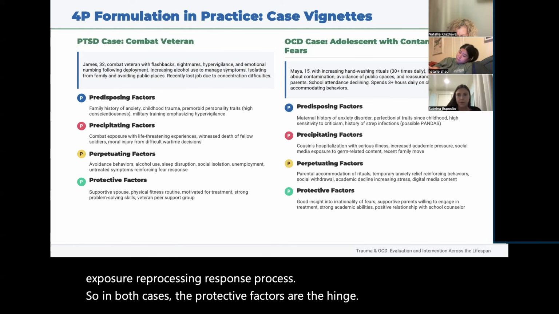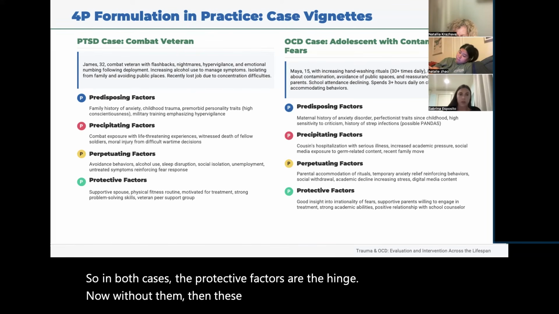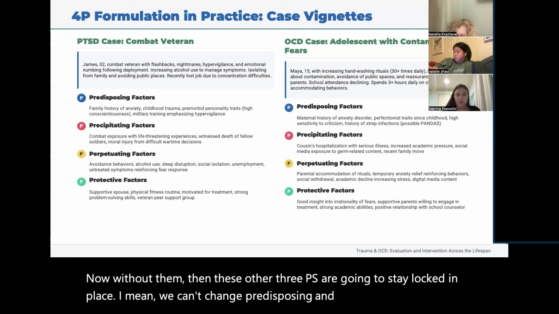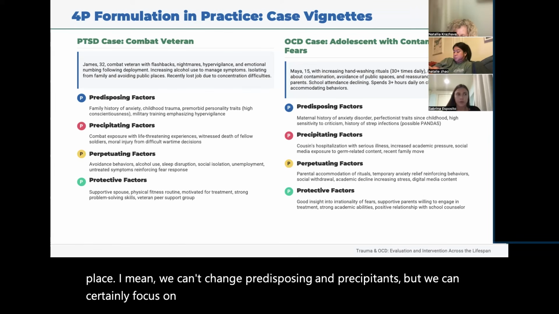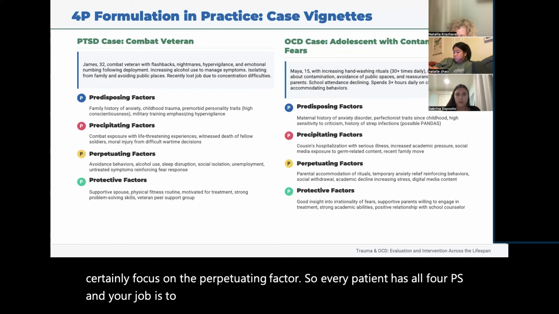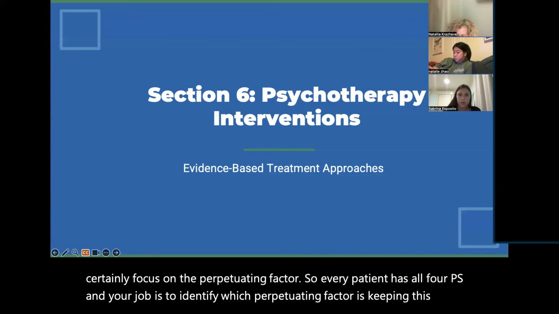Without them, the other 3Ps are going to stay locked in place. We can't change predisposing factors and precipitants, but we can certainly focus on the perpetuating factors. Every patient has all 4Ps, and your job is to identify which perpetuating factor is keeping this from resolving.